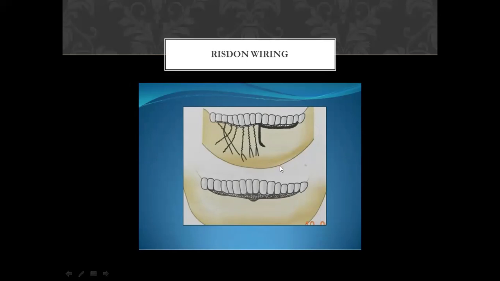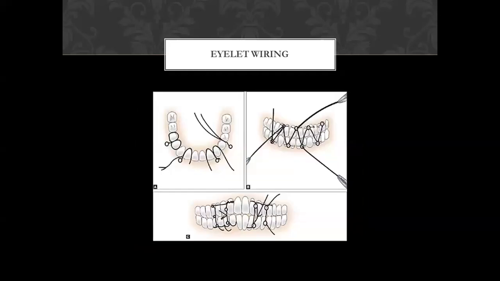Another important point in this Risdon wiring is that in this method, the second molar is usually chosen for anchorage on either side. So just remember, the second molar is usually used as an anchorage and it can be used as a substitute for an arch bar. Sometimes you may get a question, which wiring technique can be used as a substitute for an arch bar? You have to answer it as Risdon wiring can be used as a substitute technique for arch bar.